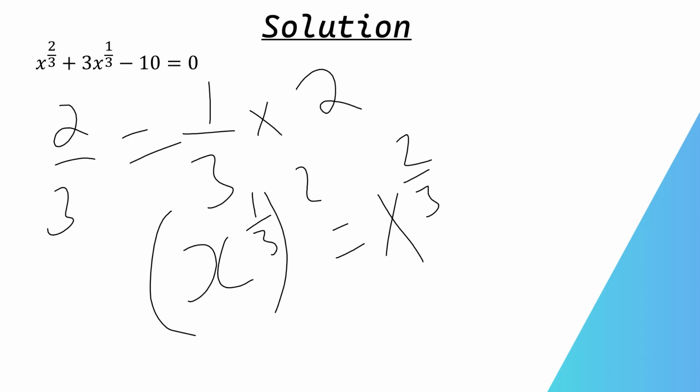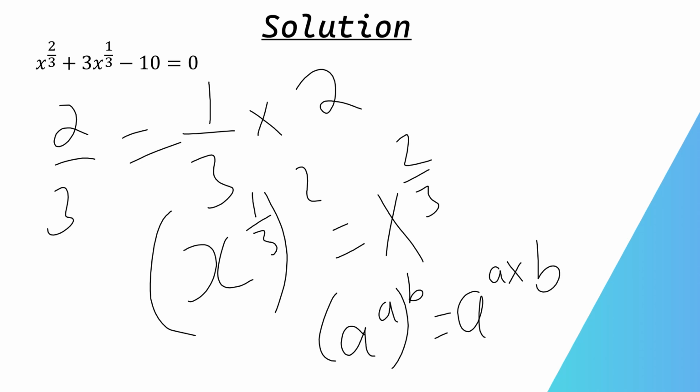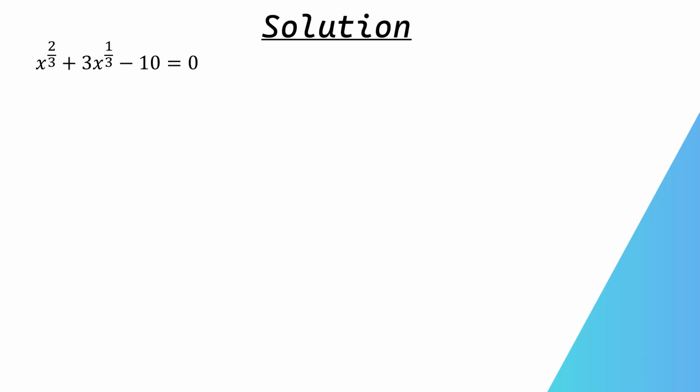From the laws of indices, a to the exponent b times c is the same as a to the exponent b, all to the exponent c. So it means we can bring out x to the exponent 1/3. Let's look at how it will be. So we have x to the exponent 1/3 all squared plus 3x to the exponent 1/3 minus 10 equals 0.